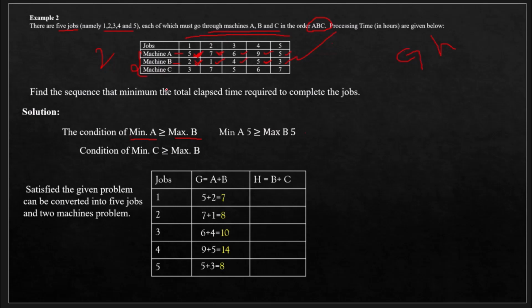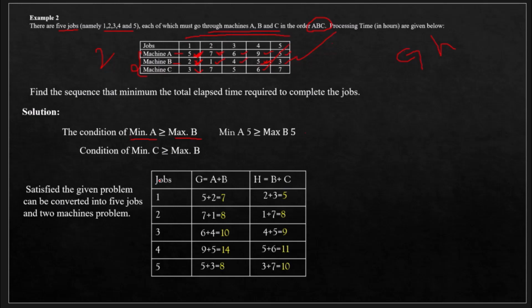So for getting the processing time of H machine we want to add the B machine processing time, like 2 hours, plus the C machine processing time, 3 hours. 2 plus 3 we get 5 hours, and next 1 plus 7, and then 4 plus 5 is 9, and next 5 plus 6 is 11, and next 3 plus 7 hours, so 10 hours. So now we converted these n jobs with 3 machines into n jobs with 2 machines.